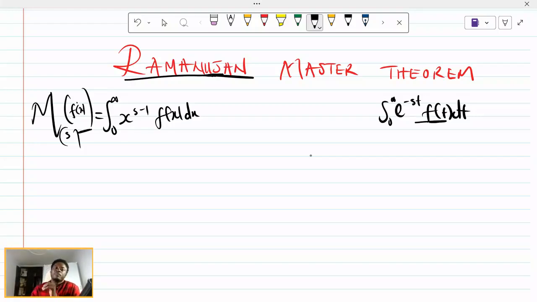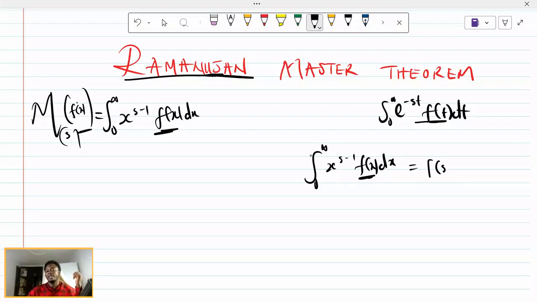So this Ramanujan Master Theorem tells you how to find the Mellin transform of some particular class of functions if you know their series expansion. It says if you have to find the integral from 0 to infinity of x to the s minus 1 of f of x dx, and you know the series expansion of f of x, then you can write this as gamma of s phi of negative s, where phi is related to the series transform of f of x.